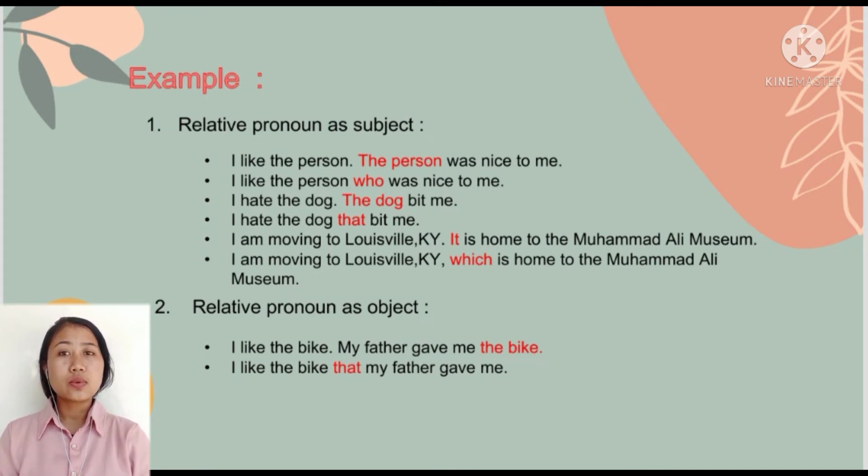The second one, relative pronoun as object. I like the bike. My father gave me the bike. I like the bike that my father gave me. Alright. The next material will be presented by my friend.